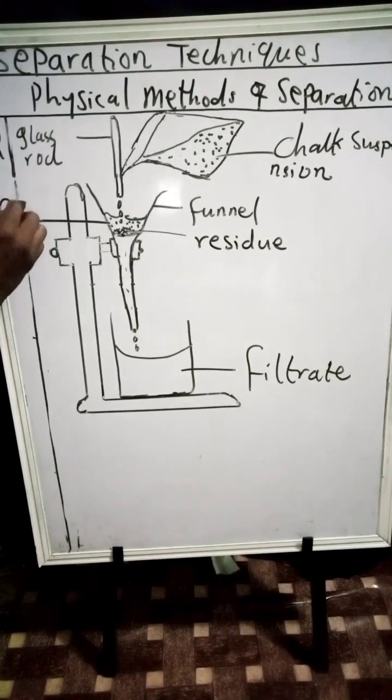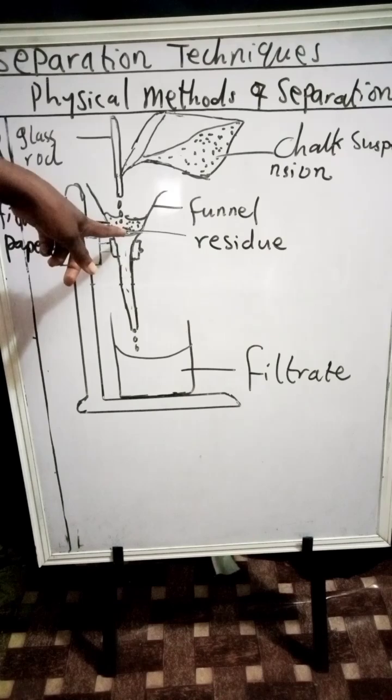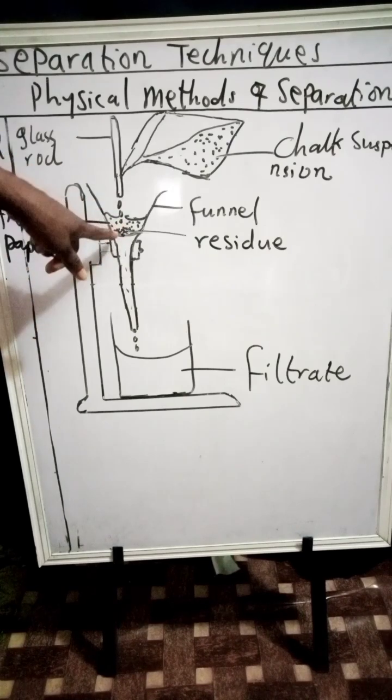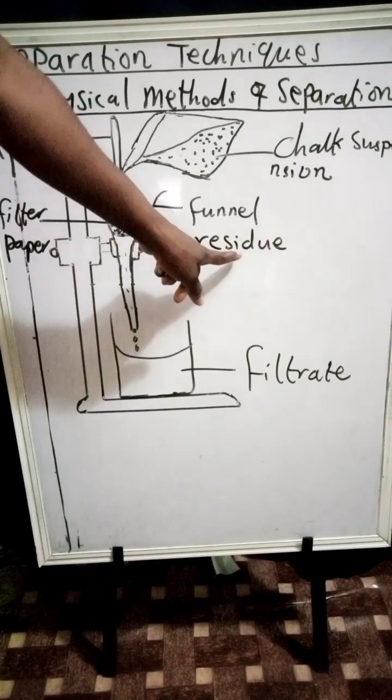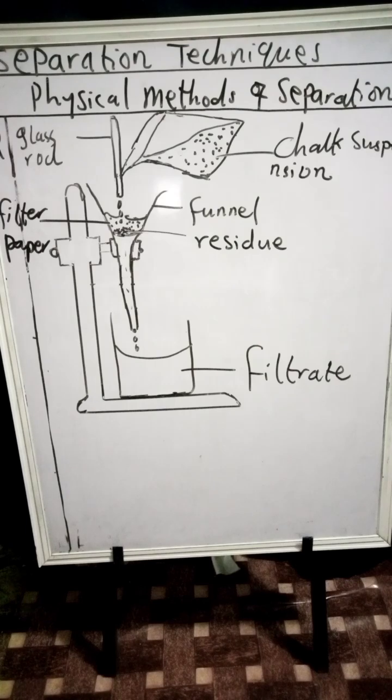Filter paper. So these particles now that are remaining on the filter paper inside the funnel is what we call the residue. I hope this is clear, right? Let's go to the next one.